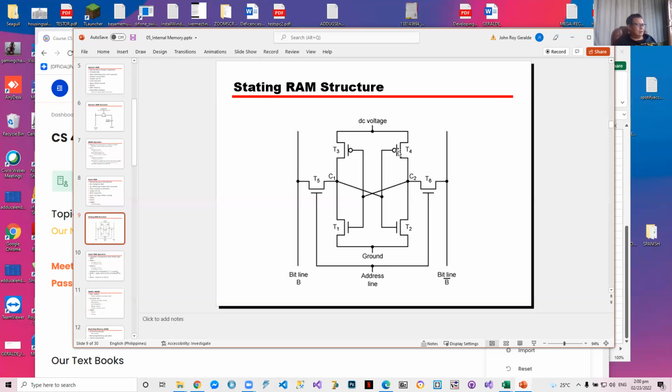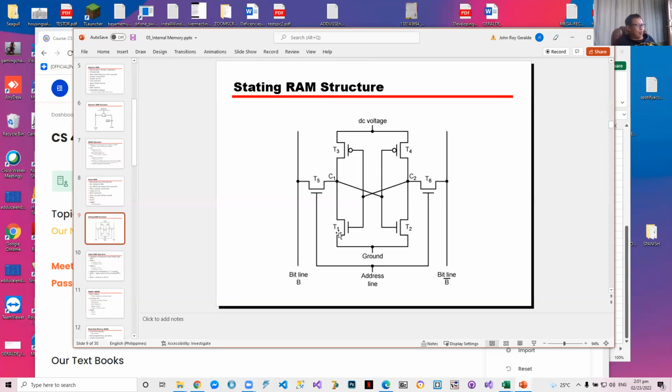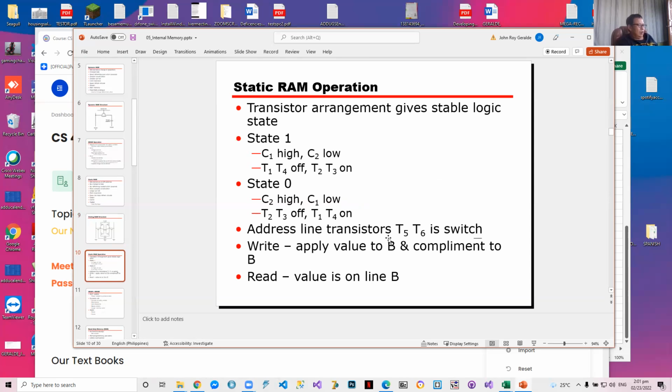There's a voltage here. When T4 is closed, where will the current go? This will close T4. So therefore, there will be no current here, but there's current into T2. So this will be 0. Ganito ang mangyari. In state 1, C1 is high, C2 is low. T1 and T4 are off, and T2 and T3 are on. T1 and T4 are off.